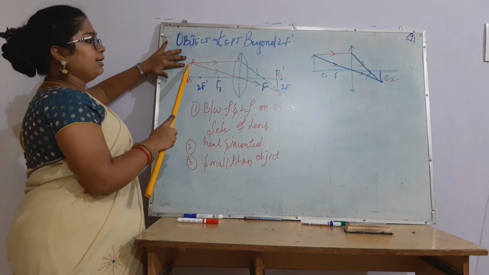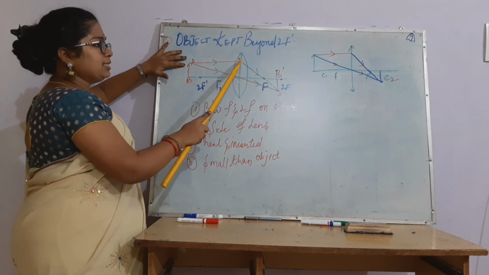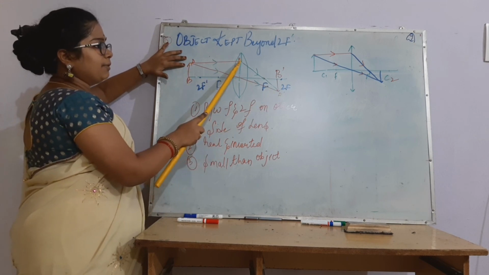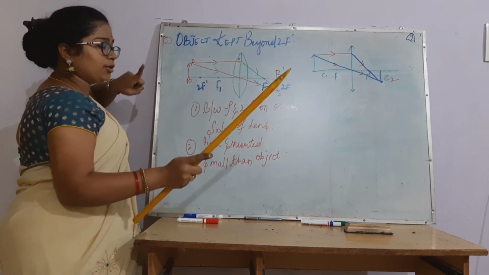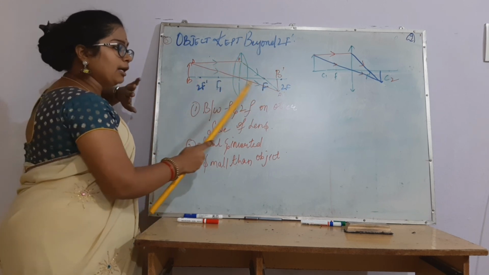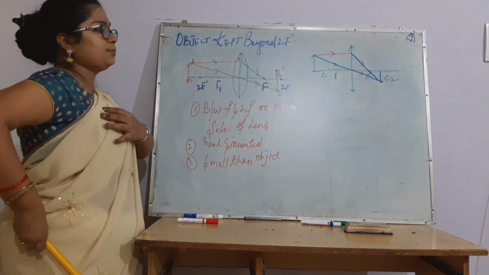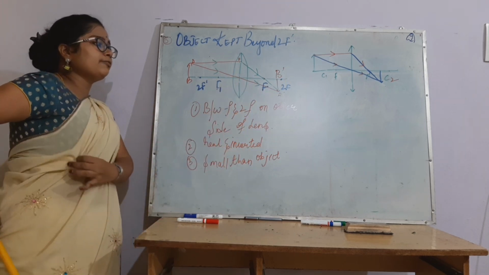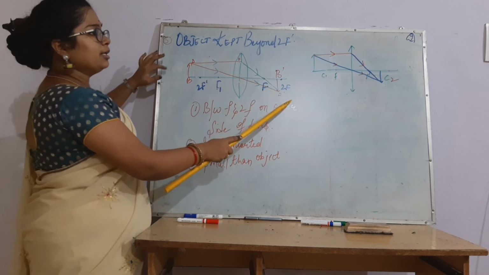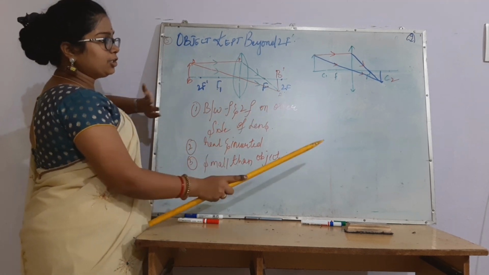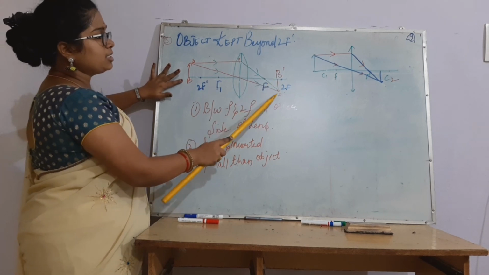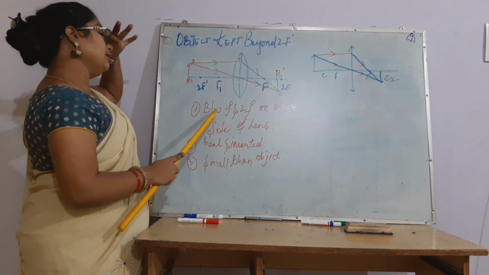So one ray is traveling parallel to the principal axis and passes through the focus on the other side. Don't get confused, two are there, but it goes through the other side of the focus. The other ray goes from the optic center and does not get any deviation. So here they meet and the image is formed, which is between F and 2F.